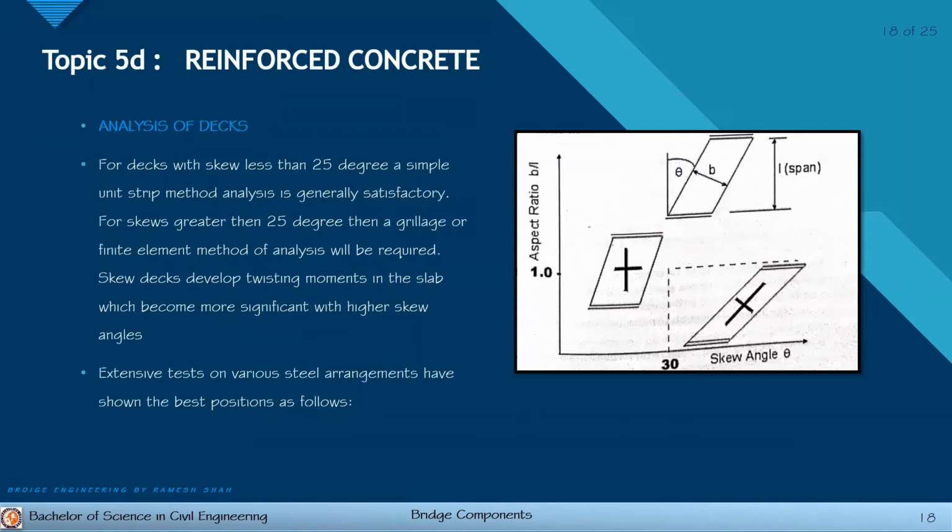So the analysis of decks. For the decks with a skew less than 25 degree, a simple unit strip method analysis is generally satisfactory. For skews greater than 25 degree, then a grillage or finite element method of analysis will be required. Skewed decks develop twisting moments in the slab which become more significant with higher skew angles. So, ganyan ang skew angles. So, extensive tests on the various steel arrangement have shown the best positions as follows.